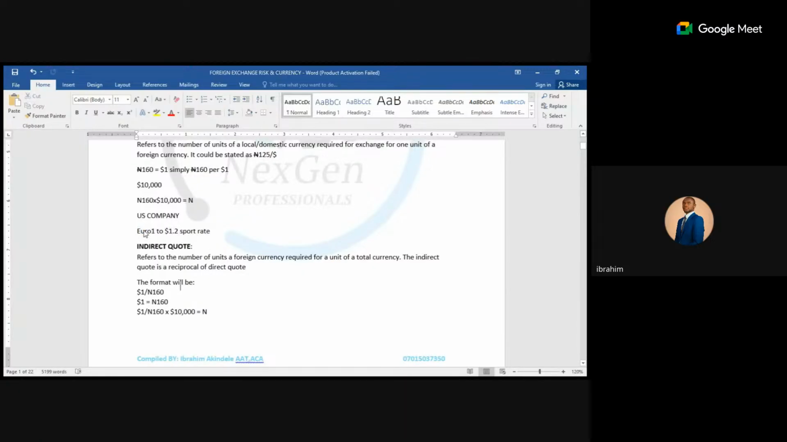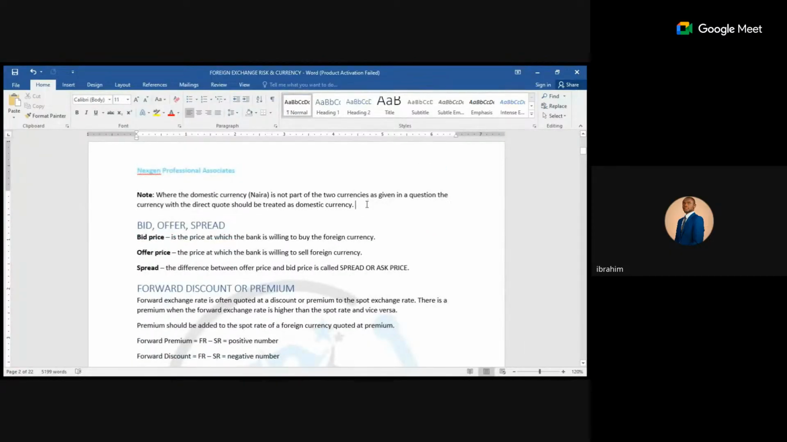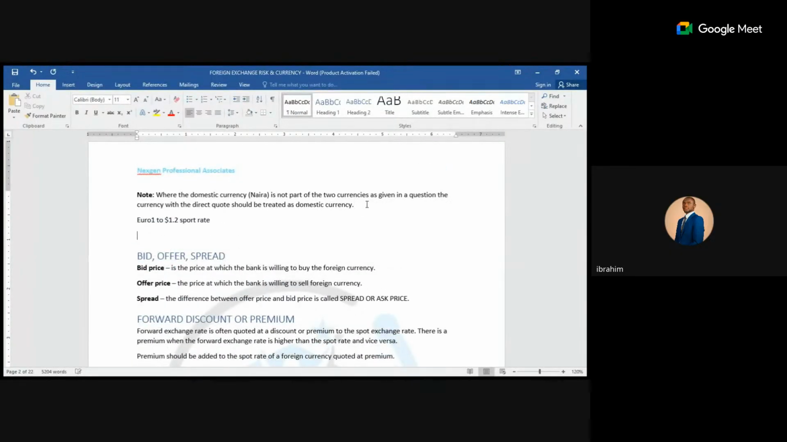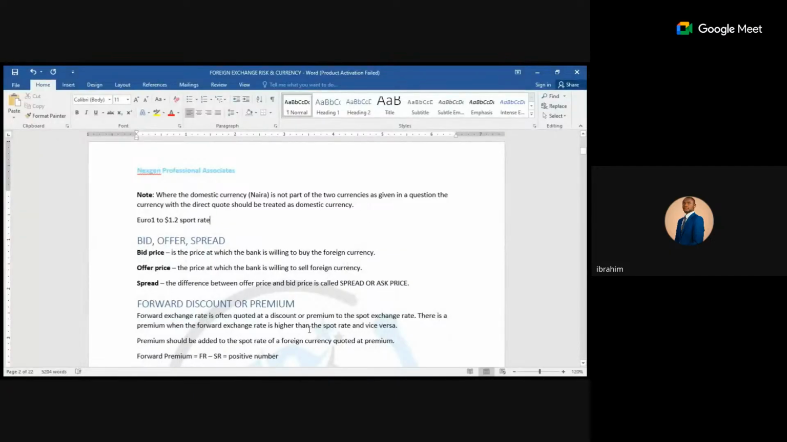Let's say you have something like this, and the company they are talking about is a German company. When you look at it this way, euro, you have dollar. Euro comes first, so it is a direct quote. That euro itself becomes the domestic currency.